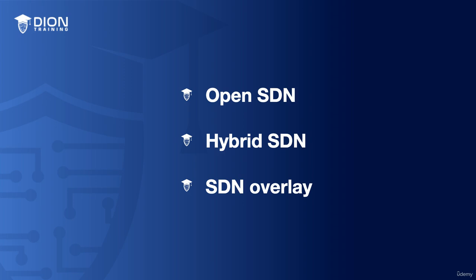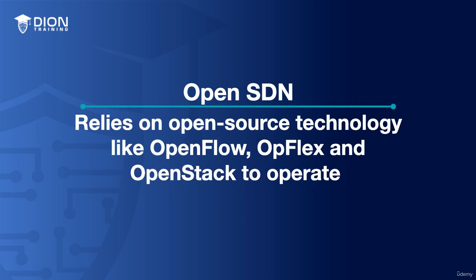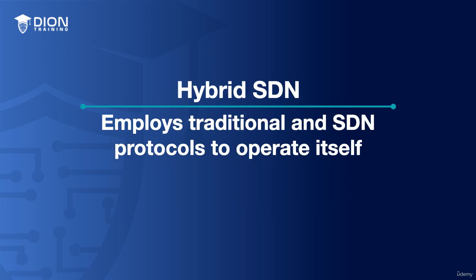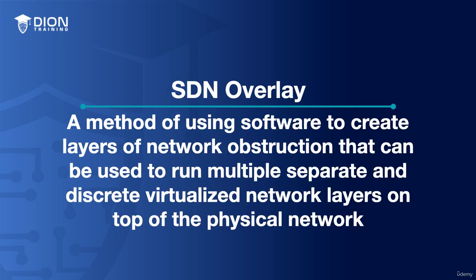When it comes to software-defined networks, there are three main types: Open SDN, Hybrid SDN, and SDN overlay. The first is Open SDN. Open SDN is an open source variant of software-defined networking that relies on open source technology like OpenFlow, OpFlex, and OpenStack to operate. The second is Hybrid SDN. Hybrid SDN is a network that employs traditional and SDN protocols to operate itself. This allows the network to use open SDN technologies like OpenFlow as well as traditional protocols used in physical network devices.